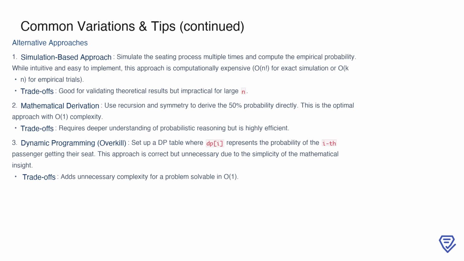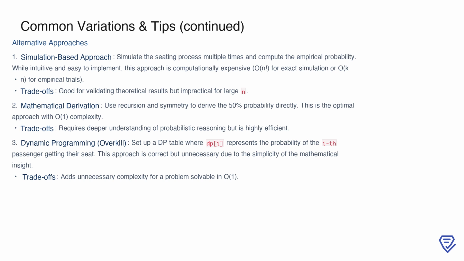Another, more efficient method is to use mathematical derivation. By leveraging recursion and symmetry, you can directly derive the 50% probability. This approach is optimal, as it has O(1) complexity, but it does require a deeper understanding of probabilistic reasoning.